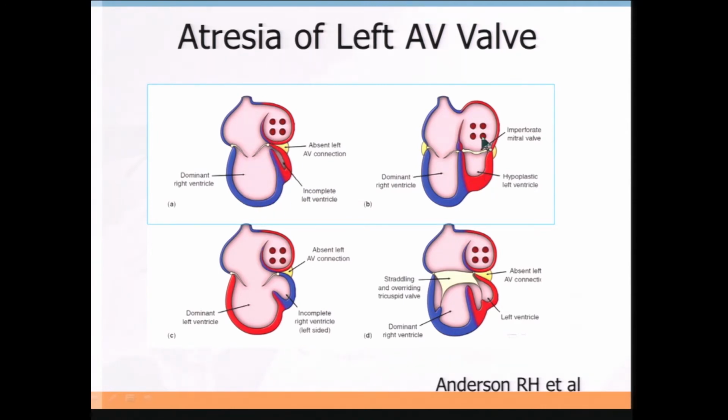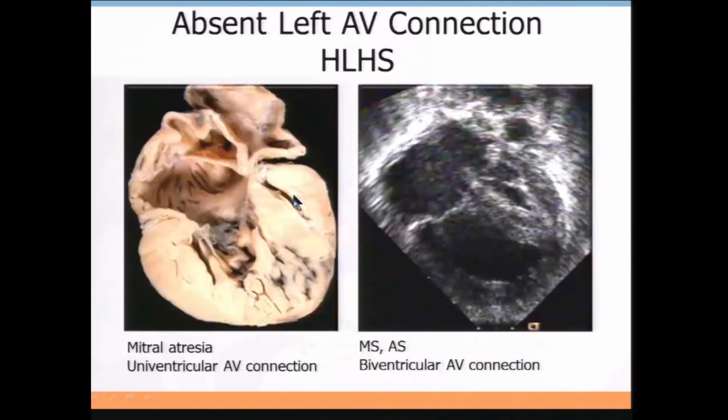Another example is the biventricular AV connection, but imperforated the left AV valve. So, okay, this specimen shows that typical mitral atresia, as you know, the left atrium, small left ventricle, no anatomic connection between this. This is the univentricular AV connection, but the most frequent type is the biventricular AV connection. In this case, the small mitral valve, mitral stenosis and aortic stenosis. This can be nicely classified into the hypoplastic left heart syndrome.